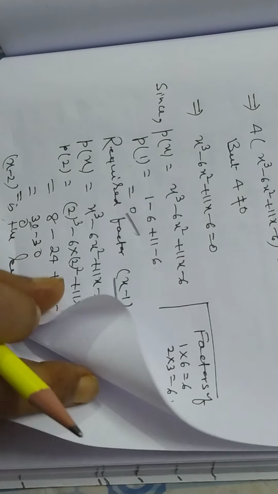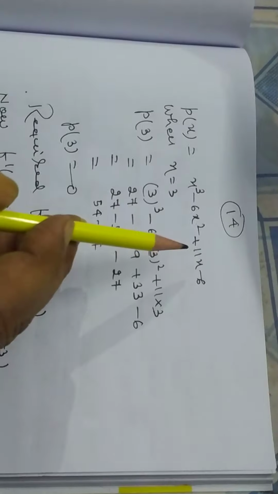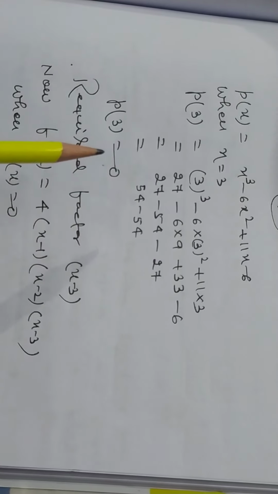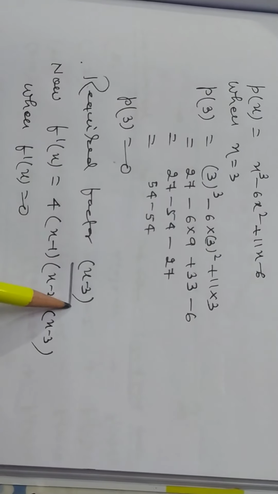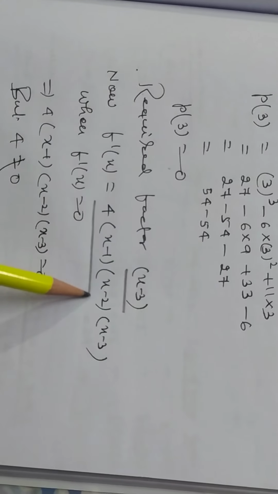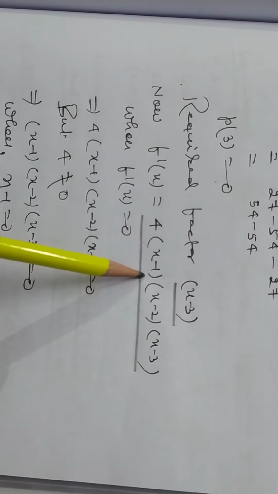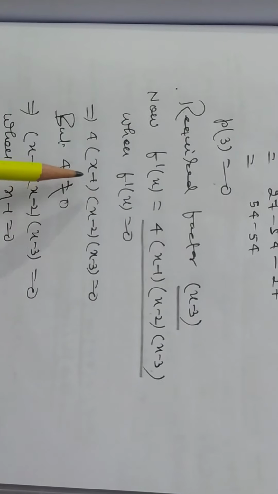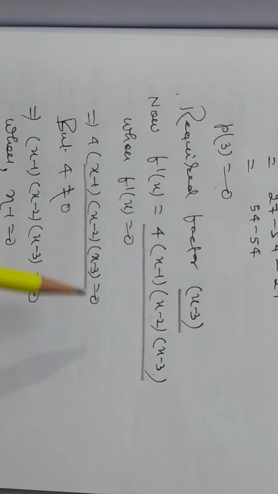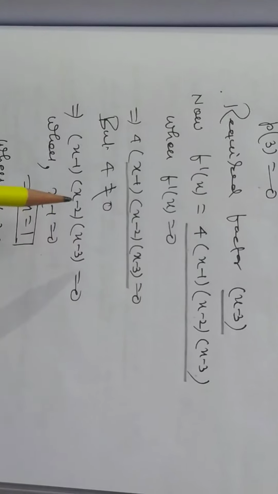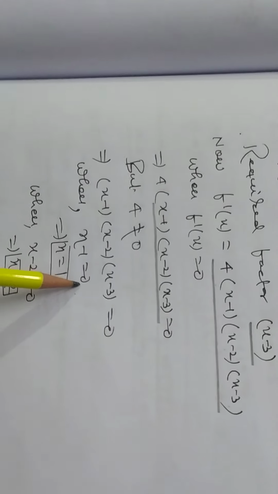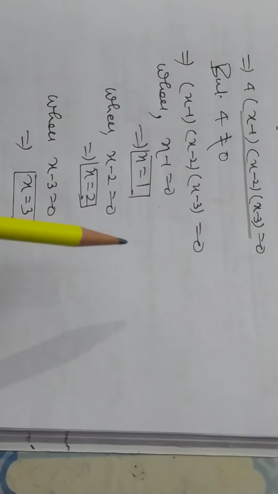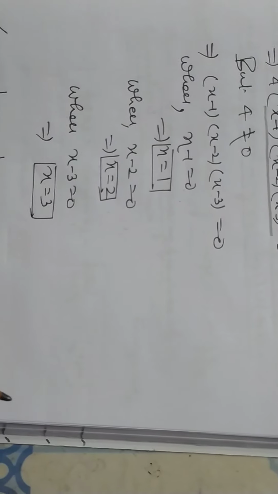Now, by putting the value of x is equal to 3, we will also get the polynomial at 3 is equal to 0. So the required factor will be x minus 3. So f dash x can be written as 4 into x minus 1 into x minus 2 into x minus 3. When f dash x is 0, x minus 1, x minus 2, x minus 3 is equal to 0. But 4 is not equal to 0. So either x minus 1 is 0, that is x is equal to 1. x minus 2 is equal to 0, that is x is equal to 2. x minus 3 is equal to 0, then x is equal to 3.